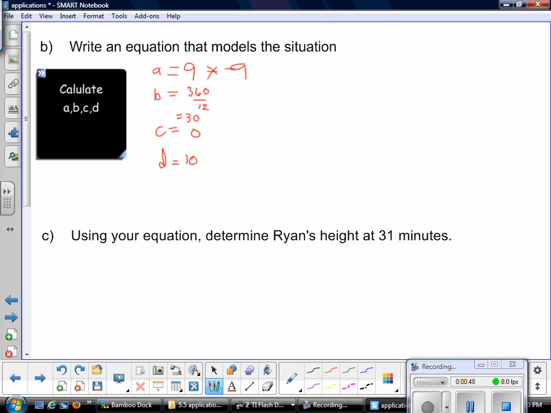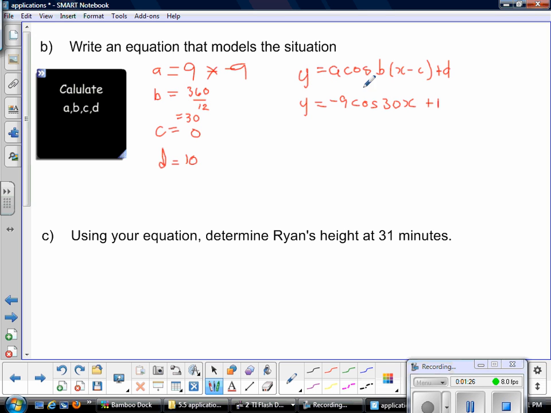So I've made the decision that we're going to use cos. We're going to use the general formula of y equals a cos b x minus c plus d. Okay, so y equals -9 cos. Our b value we just calculated is 30. We don't have a c value, and then we have a plus 10.